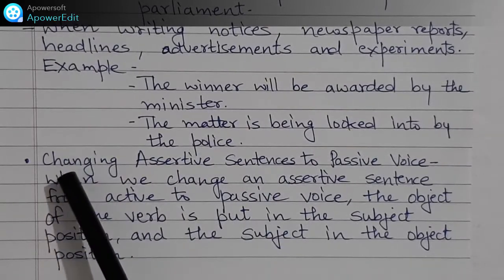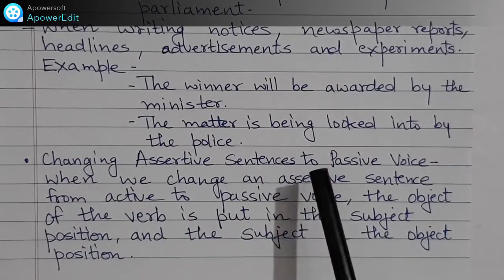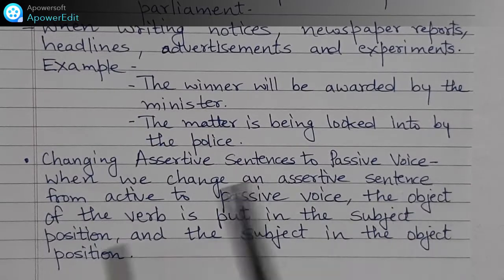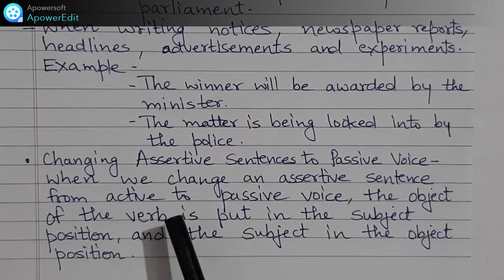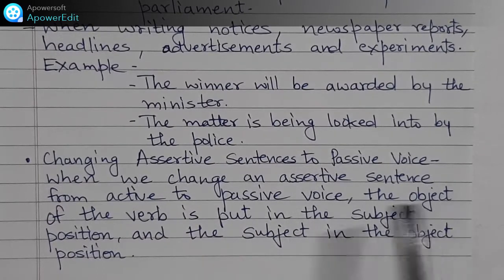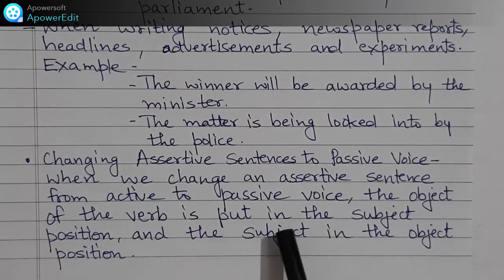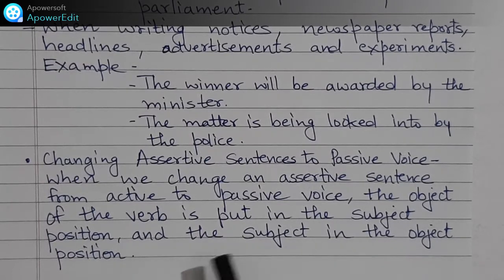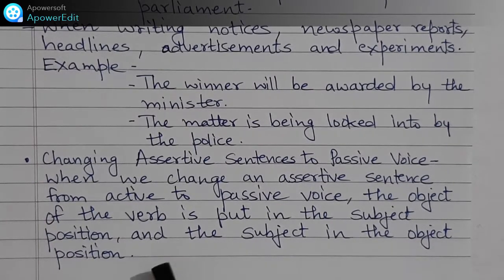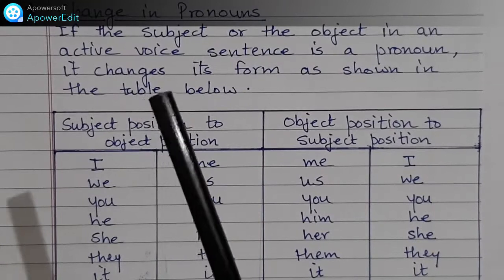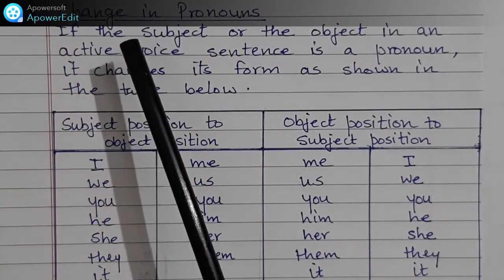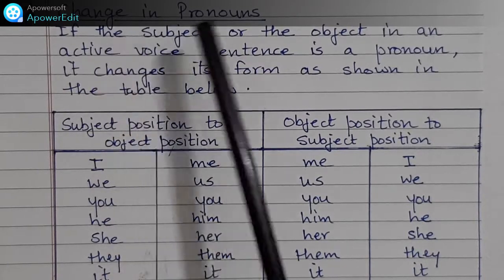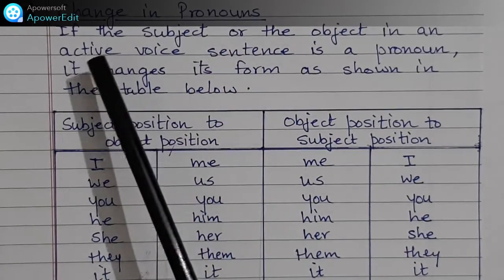Now we will do how to change assertive sentences to passive voice. When we change an assertive sentence from active to passive voice, the object of the verb is put in the subject position and the subject in the object position. When we change an assertive sentence into passive voice, there is a change in pronouns.